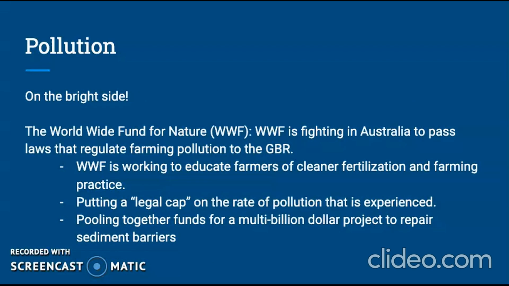However, on the bright side, the Worldwide Fund for Nature is fighting in Australia to pass laws that regulate farming pollution on the Great Barrier Reef. So they're working especially to educate farmers for cleaner fertilization and farming practices, and they're also putting a legal cap on the rate of pollution that is experienced. So by doing that, they're planning on putting a limit to how much fertilizers farmers can use, or the types of fertilizers that they can use.